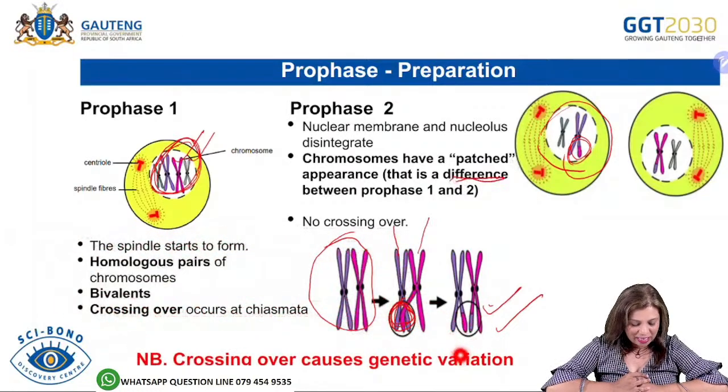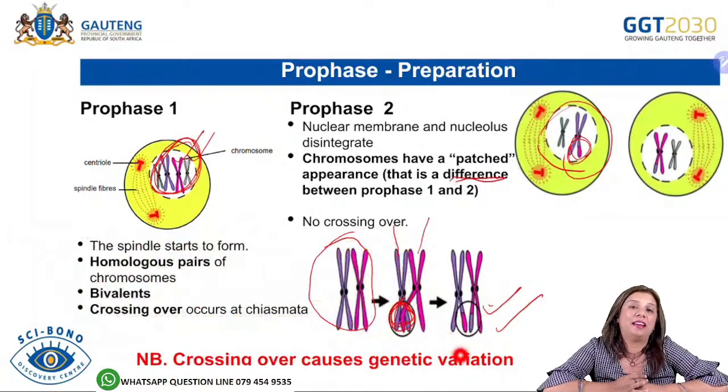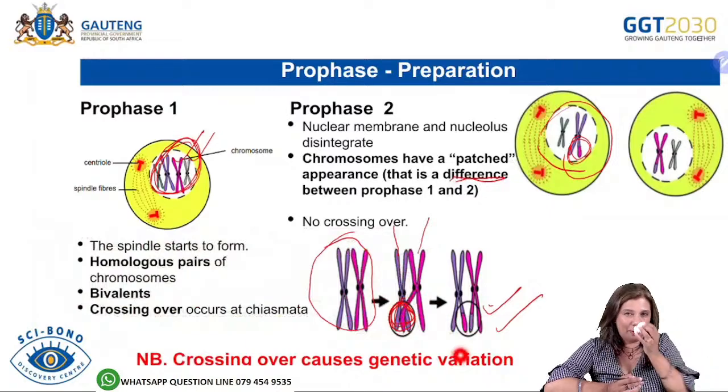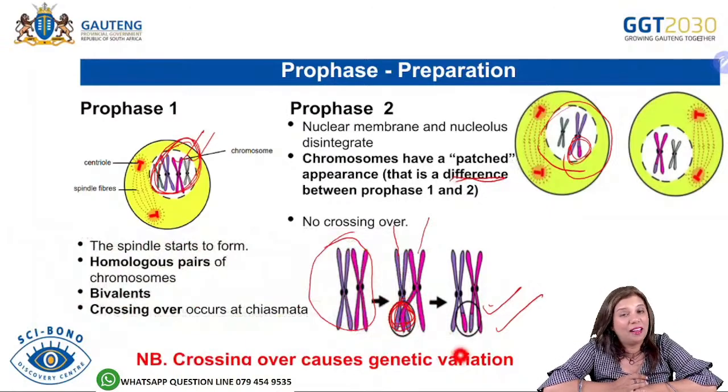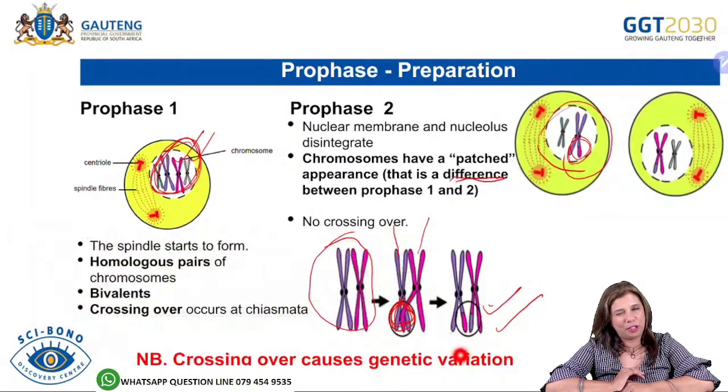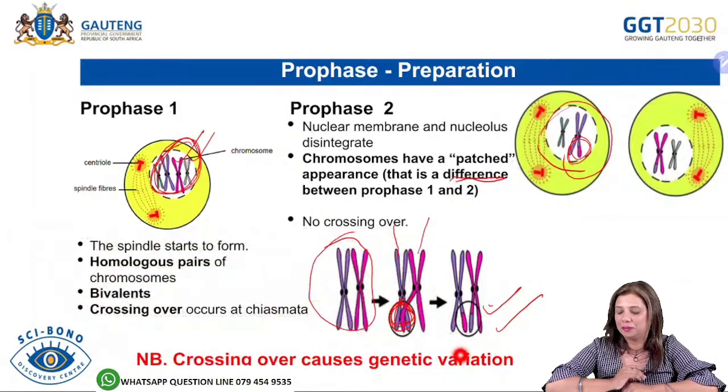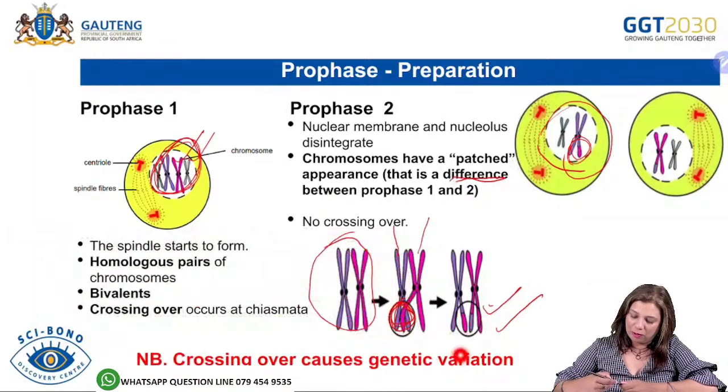There we have a big sign that says crossing over causes genetic variation. So crossing over is one of those things that cause genetic variation. But there's something else that causes genetic variation, so you have to keep watching to find out what that is. So let's move on to the next slide.